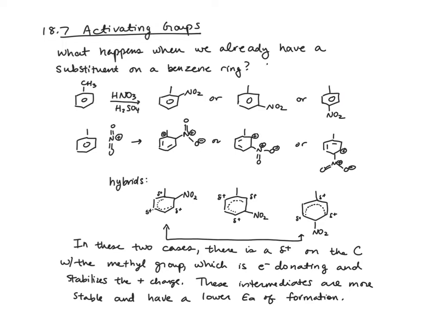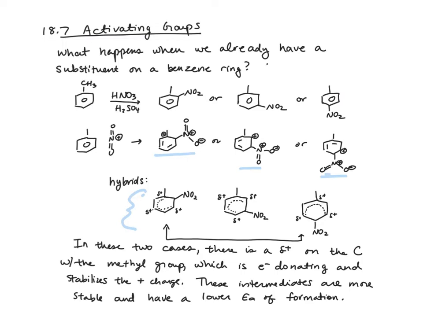So let's look at the intermediates that form when we treat benzene with the nitronium ion. So here's when we have the nitronium ion placed at the ortho position, the meta, and the para. And what I want you to pay attention to is where the positive charge is on the benzene ring. So let's imagine that we drew all of the resonance structures for this compound. We would get to the following three hybrids.